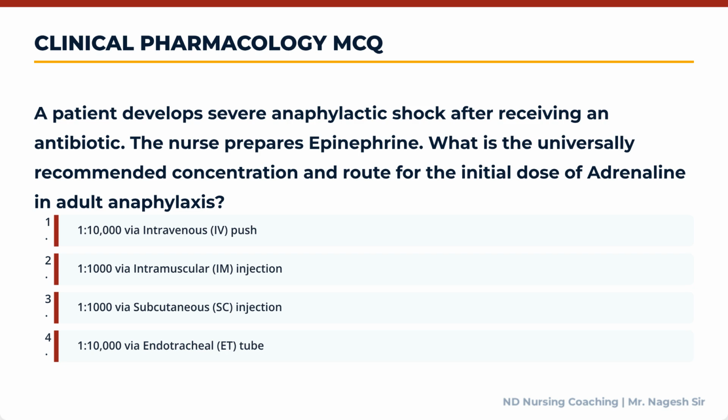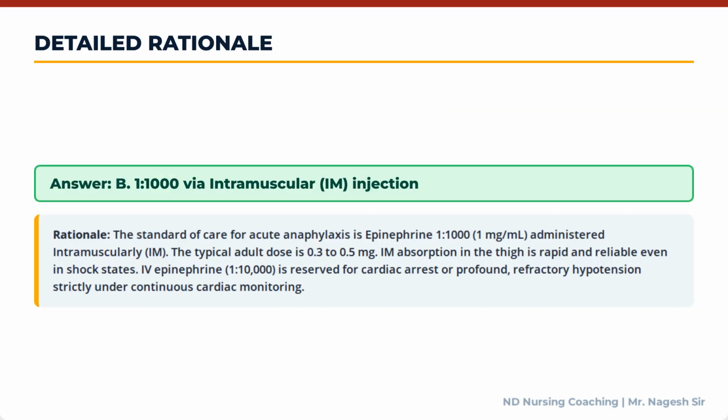Next question. A patient develops severe anaphylactic shock. What is the universally recommended concentration and route for the initial dose of adrenaline in adult anaphylaxis? The answer is B, 1 to 1,000 via intramuscular injection. The standard of care for acute anaphylaxis is epinephrine 1 to 1,000, administered intramuscularly in the thigh, which provides rapid and reliable absorption.